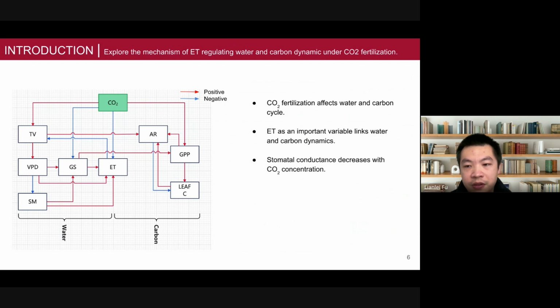The key factor here is stomatal conductance. Higher CO2 concentration leads to lower stomatal conductance, meaning that the tree reduces water loss while still maintaining carbon uptake. ET serves as a critical link between carbon and water fluxes, making it essential to accurately represent ET in models.